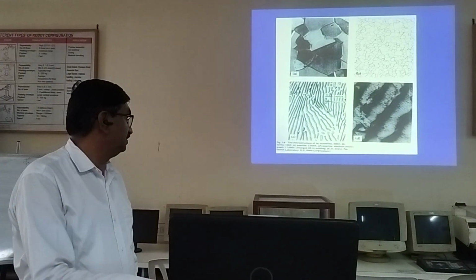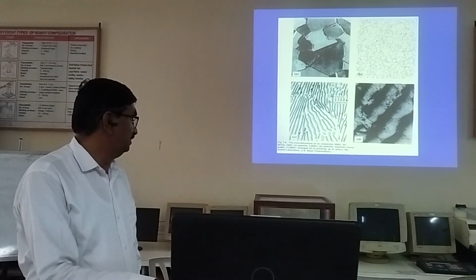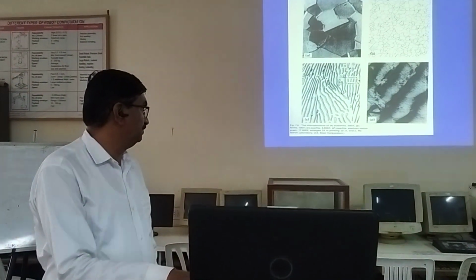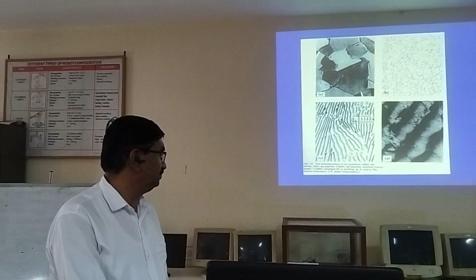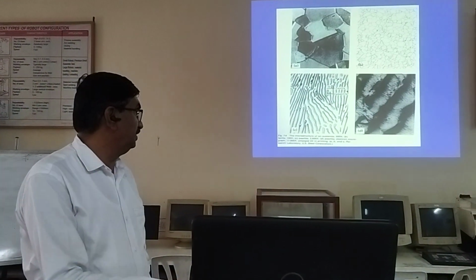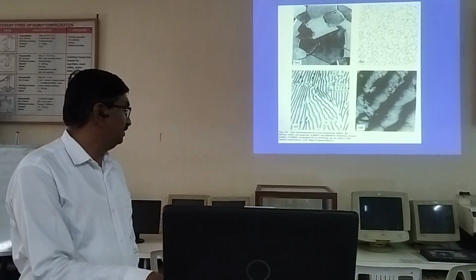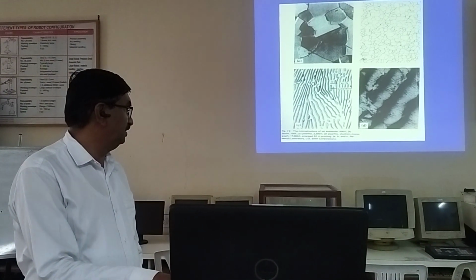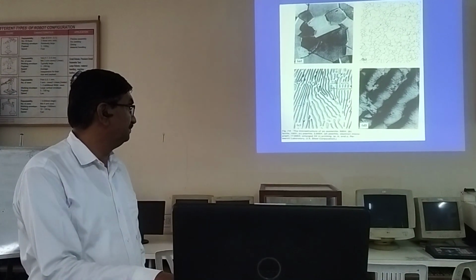These are the other structures, and what we see depends upon the microscope, which type of lens we are using. The clarity of the structure depends upon the microscope and the lens, that is, the magnification power.